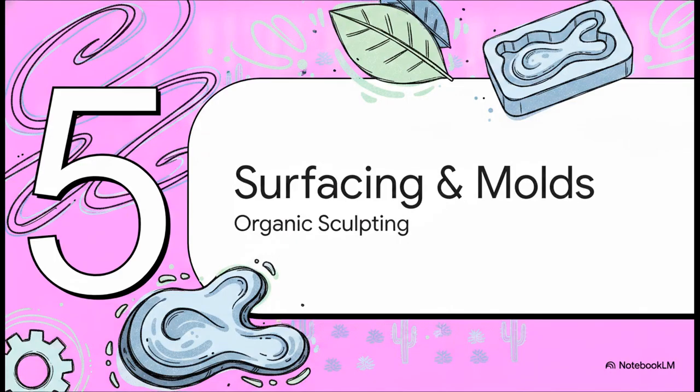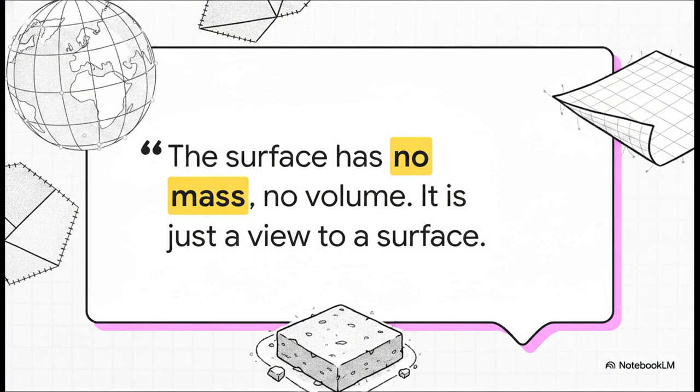All right, our final section, advanced surfacing and molds. It's time to step into the wild west of the software, proving it isn't just for blocky mechanical gears, but for fluid, organic sculpting too. Listen to this idea. The surface has no mass, no volume. It is just a view to a surface. That perfectly captures a massive paradigm shift in how you need to think about this space. This is entirely different from the solid clay we were just using. Surfaces are zero-thickness mathematical boundaries. They have absolutely no mass, no volume. You're essentially working with digital paper, meticulously stitching tiny patches together.